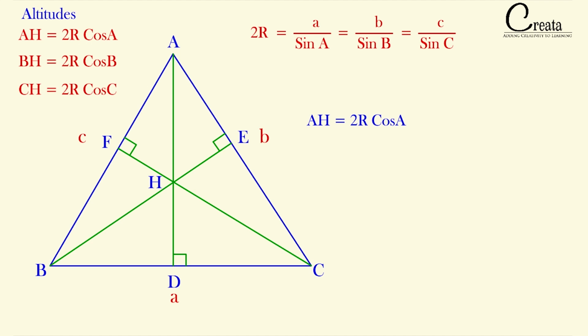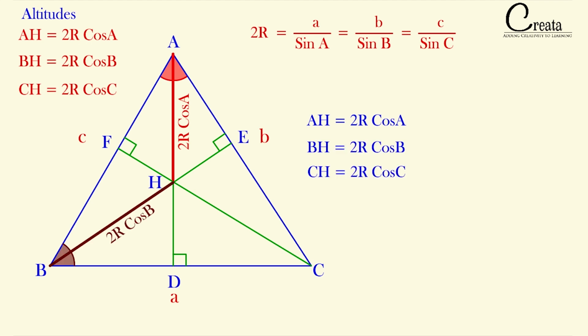The distance of the vertex to the orthocenter is equal to 2 times the circumradius of the triangle ABC into the cos of angle A, that is the vertex from where the altitude is starting. Similarly, we can prove BH is equal to 2R times cos B and CH is equal to 2R times cos C. These are very important formulas and can be asked in competitive exams. Let's move to the next fundamental.